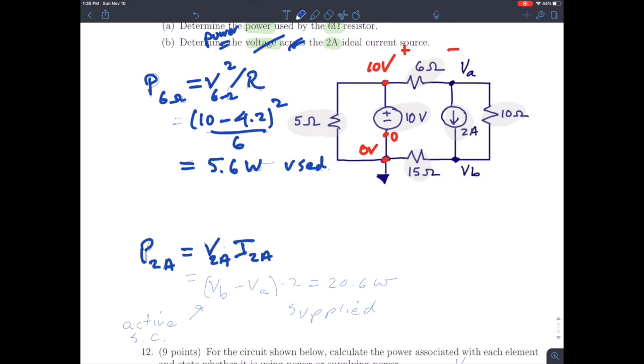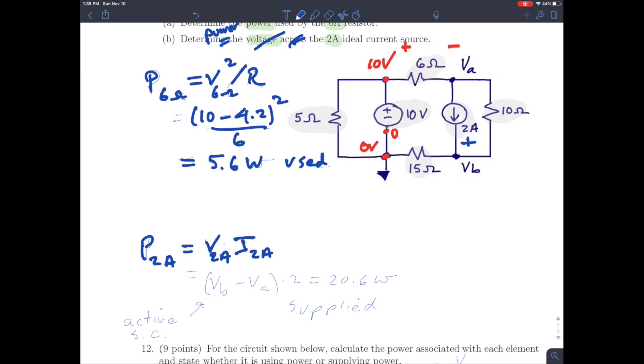Since it's a source, let's make this the active sign convention. Okay, so the active sign convention would mean that if we're trying to find the voltage across the 2 amp source, this would be plus and this would be minus. Okay, because now voltage is in the direction of a current, the current flows in the direction of a voltage rise. That's the active sign convention. Okay, so the voltage across the 2 amp source then would be VB, because that's on the plus side, minus VA, which is on the minus side.